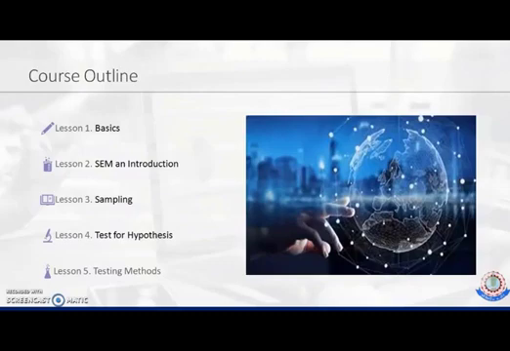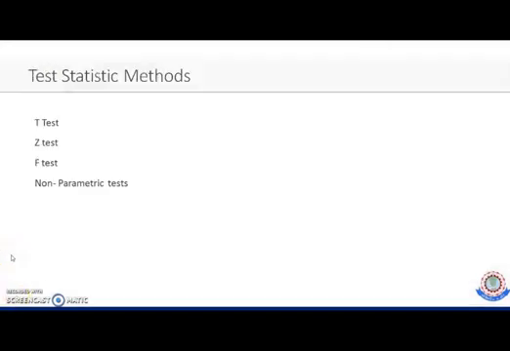We started with SEM and an introduction, its process, and characteristics, and then we focused on sampling methods, the major 5 different variants. We also discussed what a test for hypothesis is and how various types of testing methods can be explored with statistical modeling. We have discussed a complete view on t-test, z-test, f-test and non-parametric test.